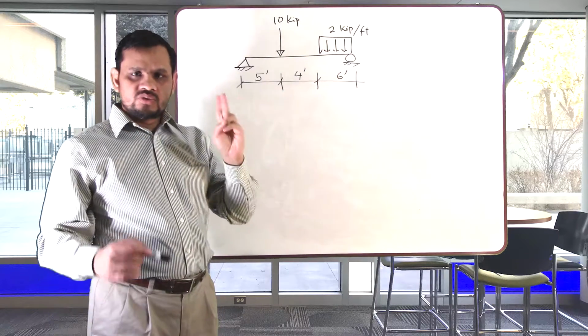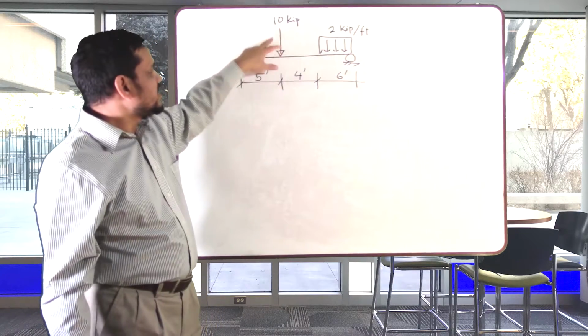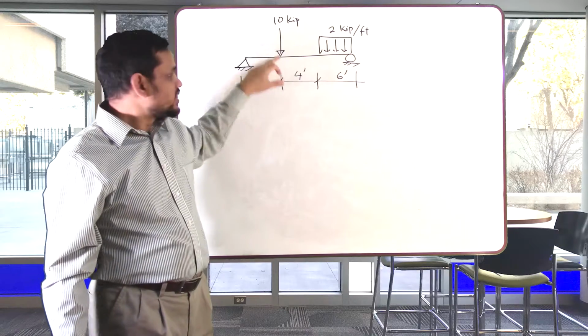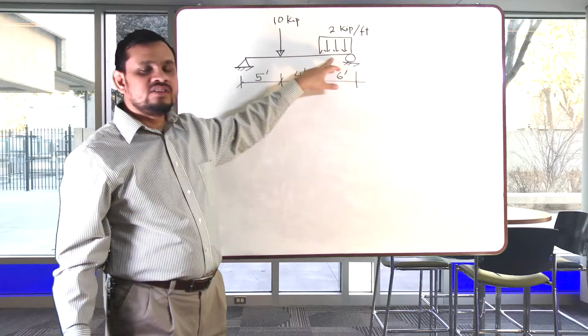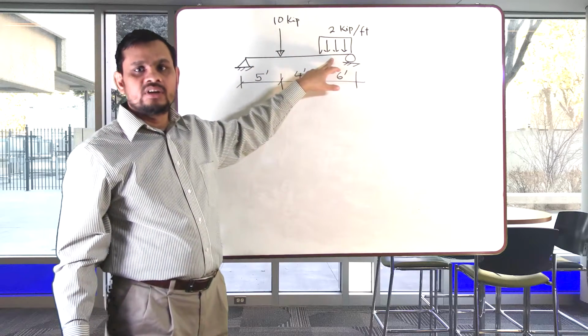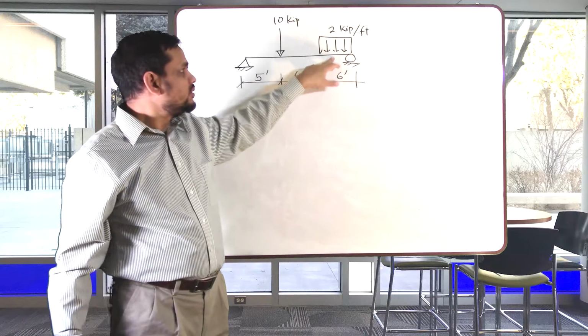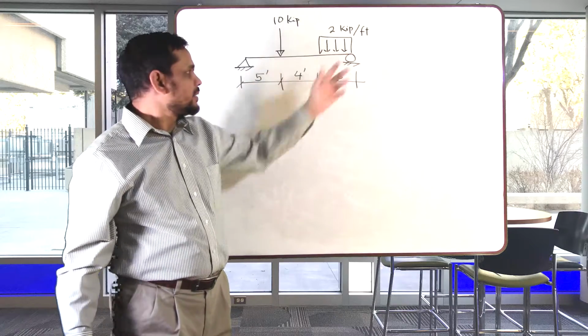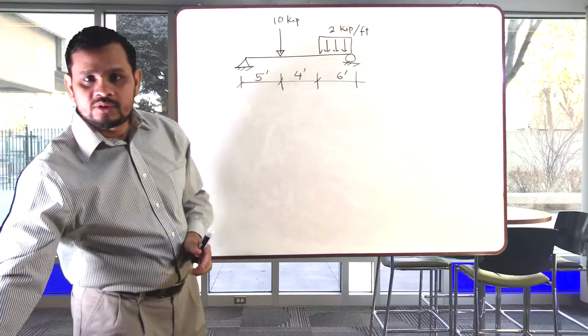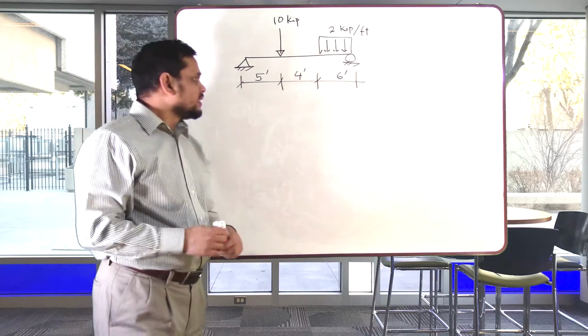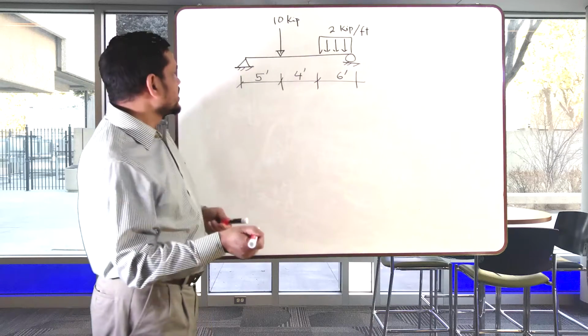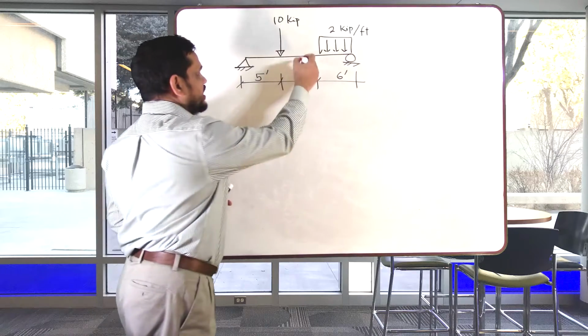It has only two loads. One load is 10 kip concentrated here, and the other load is a uniformly distributed load of 2 kip per feet here. Now the question is about what is the internal reaction. So internal reaction say here.